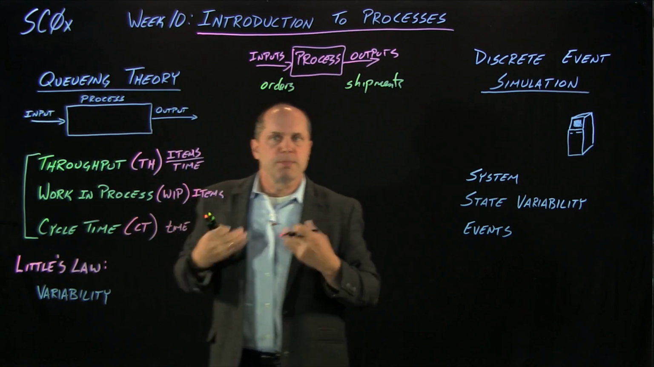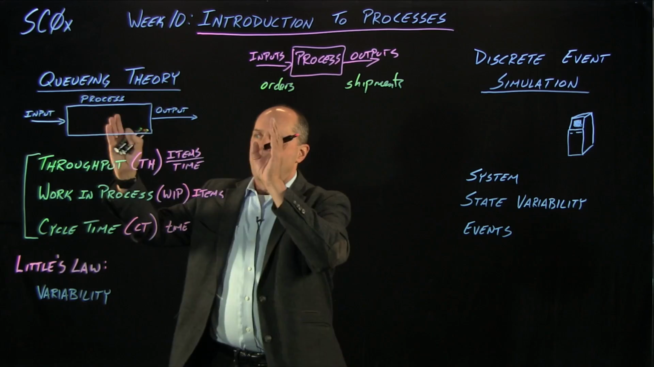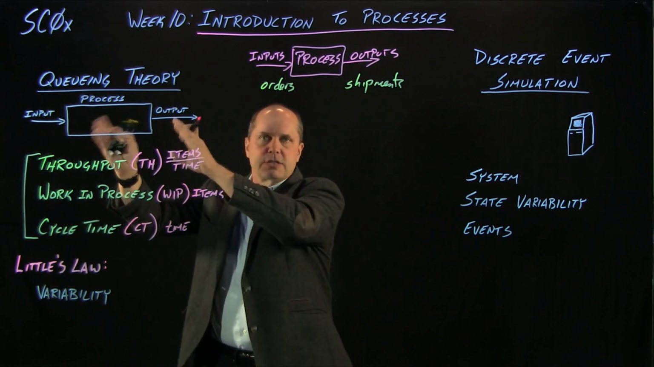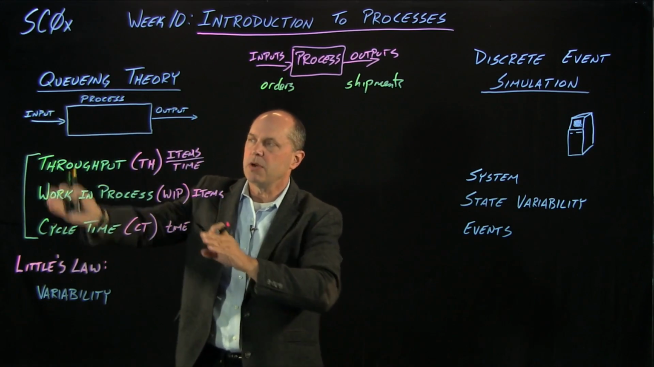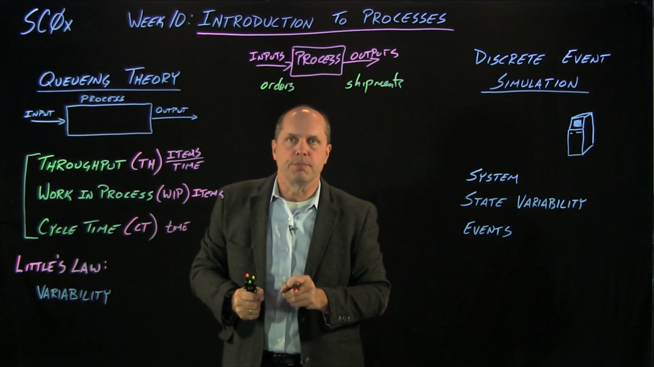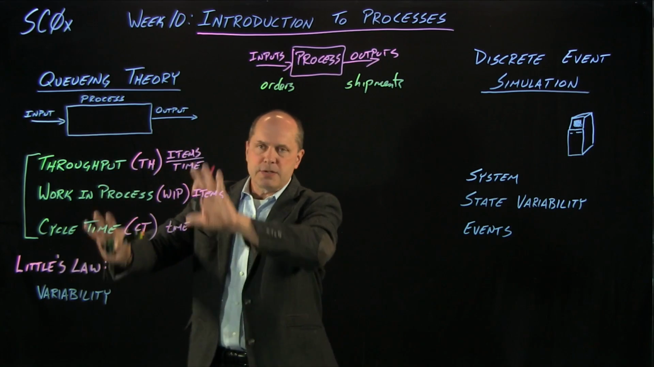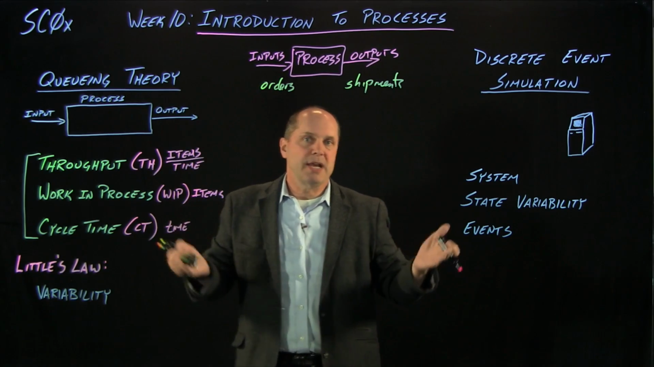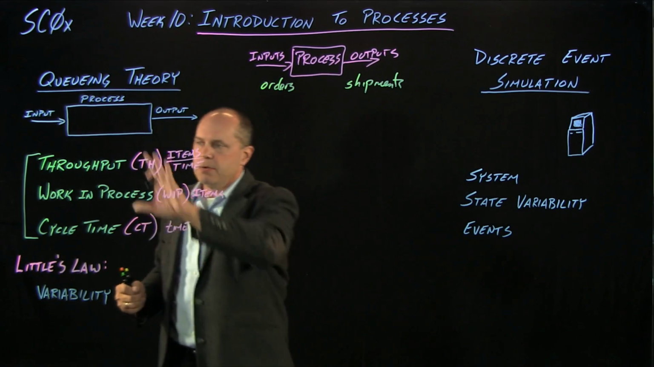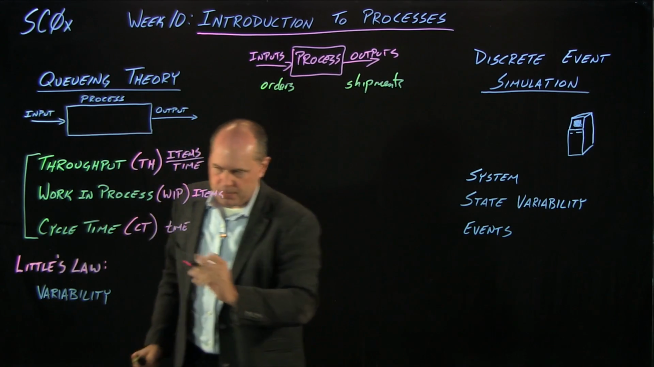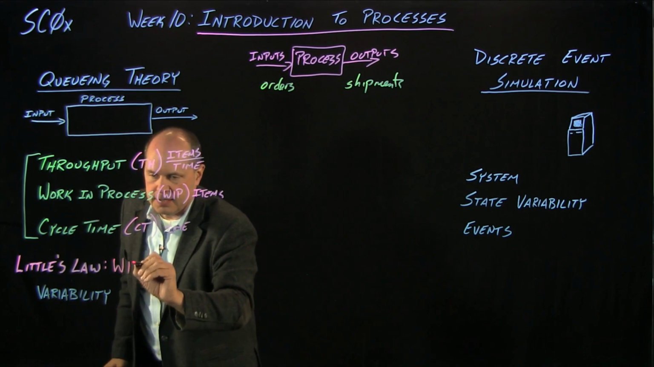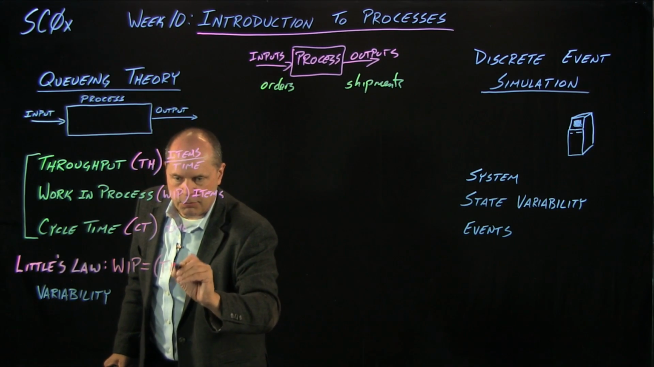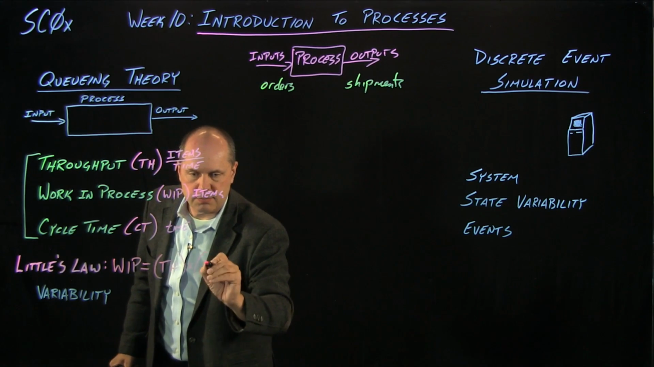So these are three ways you can measure any simple system: the throughput, how many go through in a unit of time; how many are in the system at any one time on average; and on average, how long it takes for an individual item to go through. The reason why we measure these is because they're the key things we would want to find out if we're designing any kind of system. And what's nice is there's something called Little's Law that ties these all together. It's simply that the WIP is equal to the throughput times the cycle time.